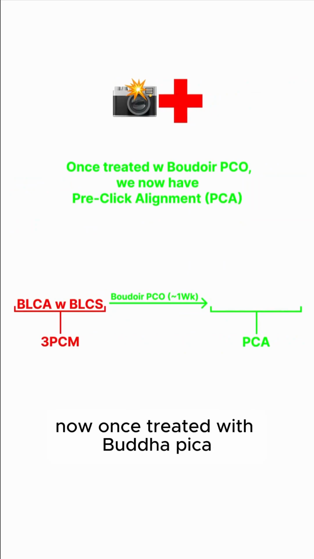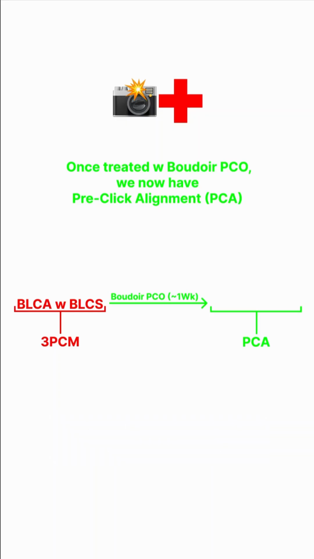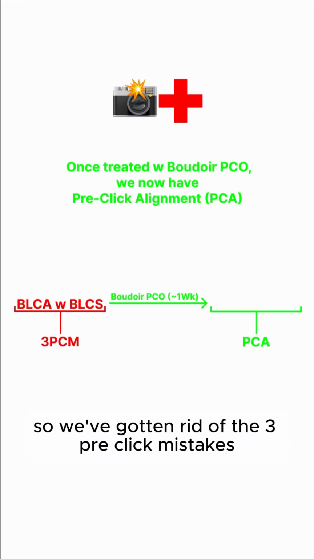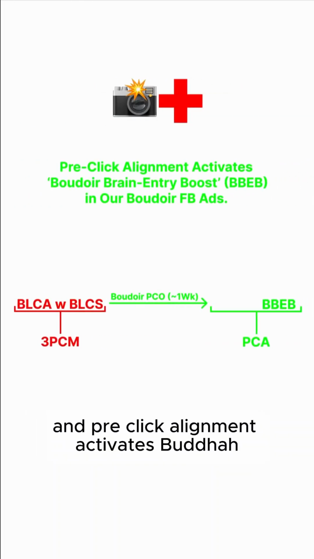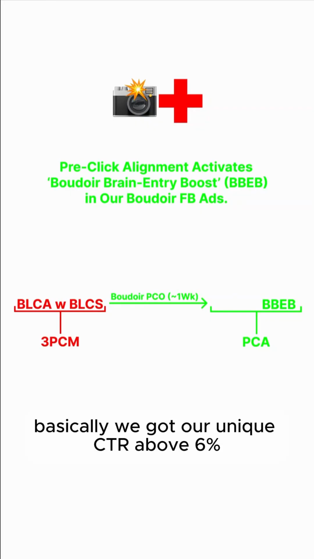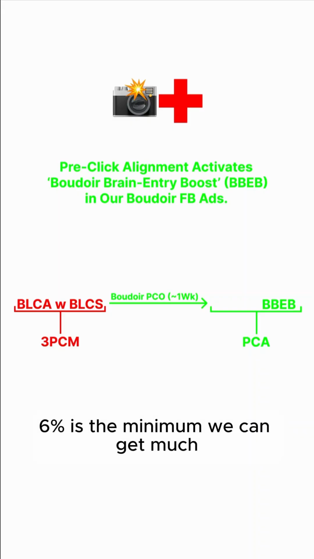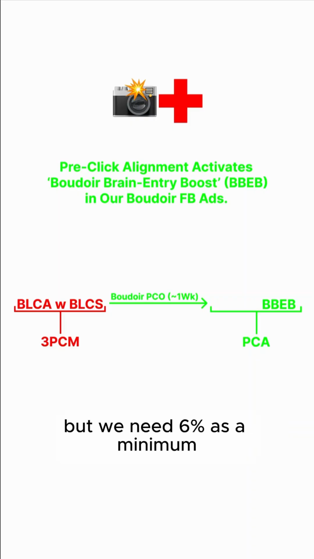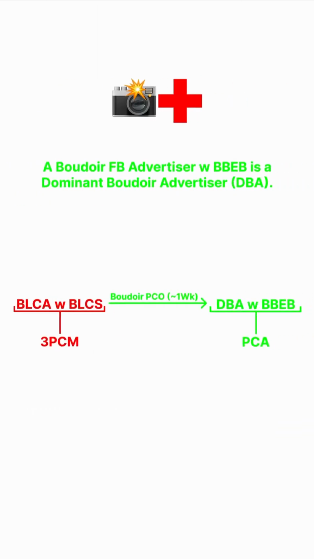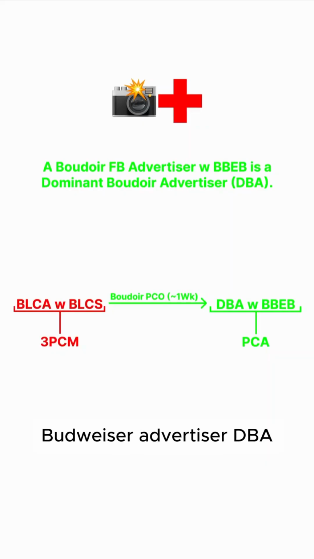Now, once treated with boudoir Pico, we now have pre-click alignment, PCA. So we've gotten rid of the 3 pre-click mistakes. And pre-click alignment activates boudoir brain entry boost in our boudoir Facebook ads. Basically, we got our unique CTR above 6%. That's literally the minimum. We can get higher than that, but we need 6% as a minimum. And a boudoir Facebook advertiser with boudoir brain entry boost is a dominant boudoir advertiser, DBA.